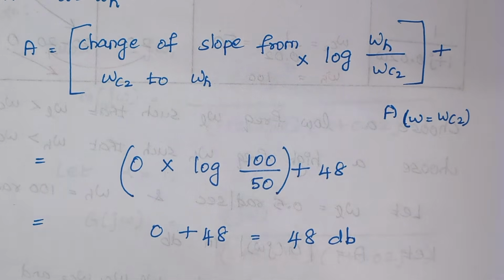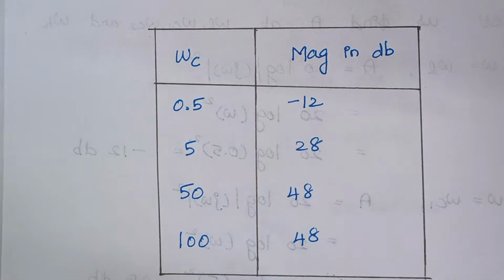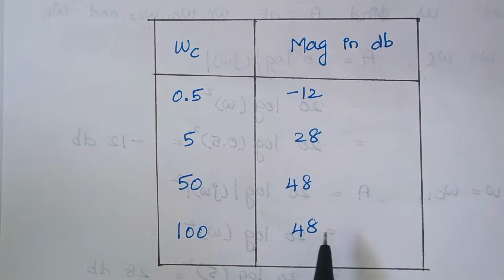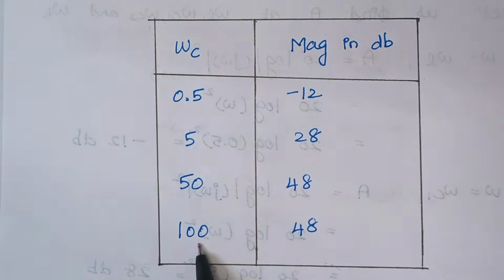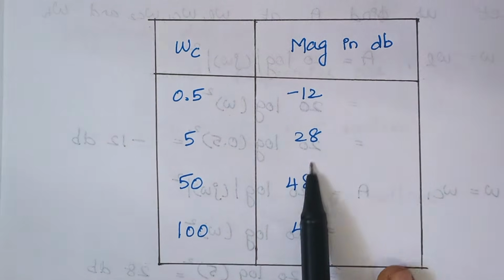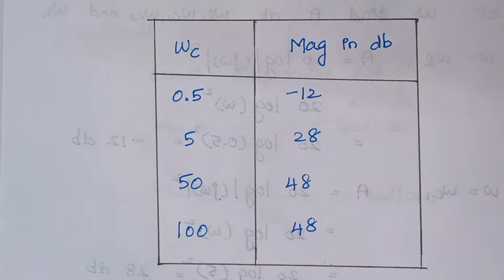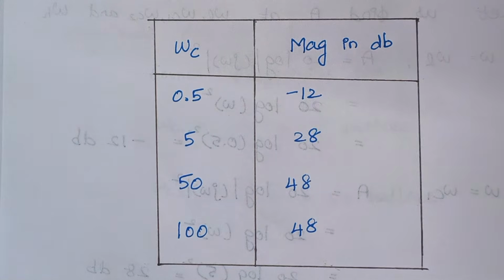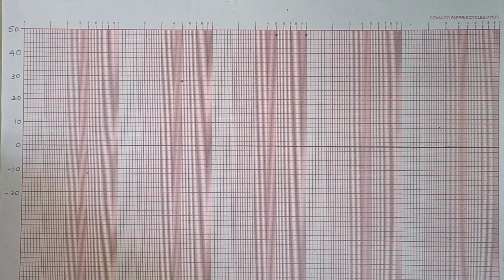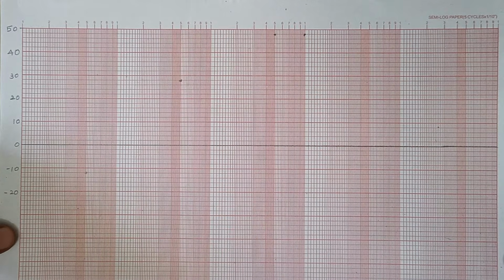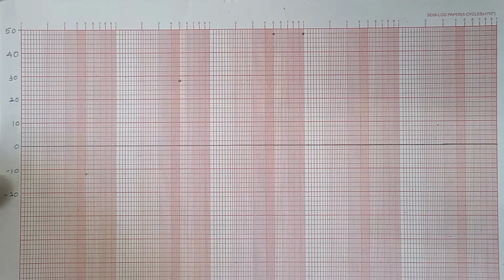Right. Finally, we can find out the 4 values of magnitude for the 4 different corner frequencies. So finally we have formed a table which includes all the 4 corner frequencies with the respective magnitudes. Now we are going to use a semilog sheet and mark these points. So this is the typical semilog sheet, right? You have to keep the semilog sheet like this.